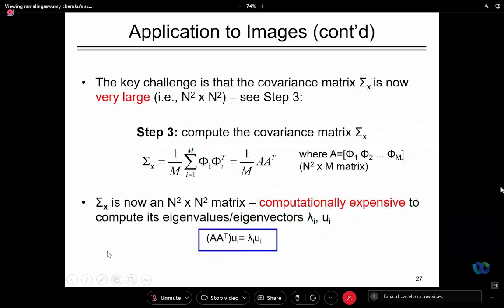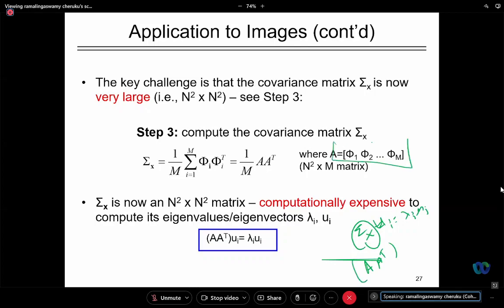Simple mathematics here. Now sigma x is an n square by n square matrix, and it is computationally expensive to compute its eigenvalues and eigenvectors. Obvious, right? Eigenvectors means u i, and eigenvalues means lambda i. So sigma x into u i is equal to lambda i into u i. I replace sigma x with A into A transpose, where A is the concatenation of this. Now I simplify the formula into A into A transpose into u i is equal to lambda i into u i.